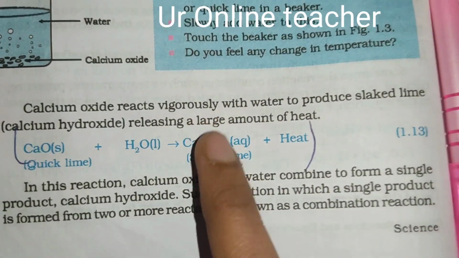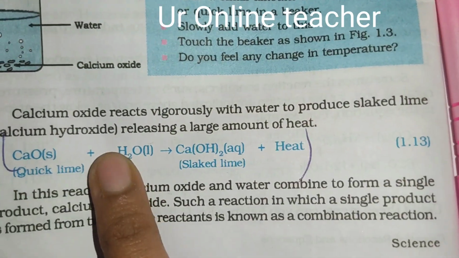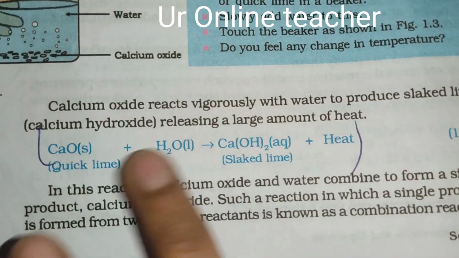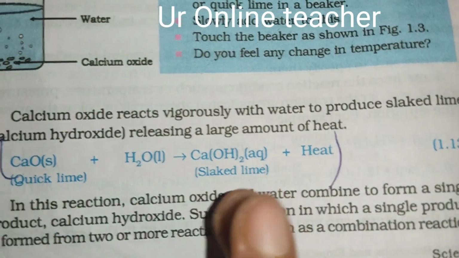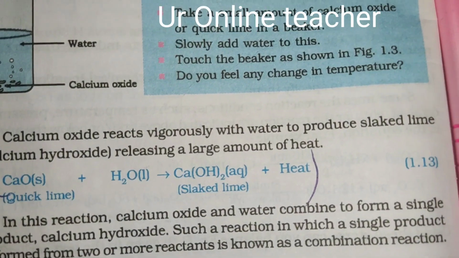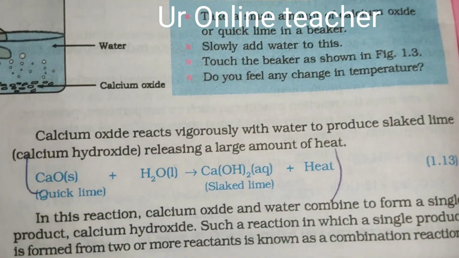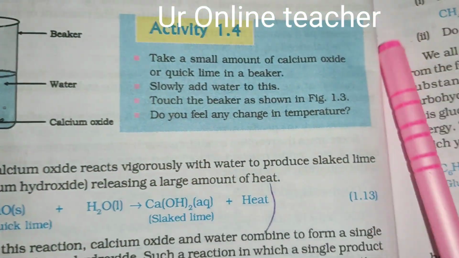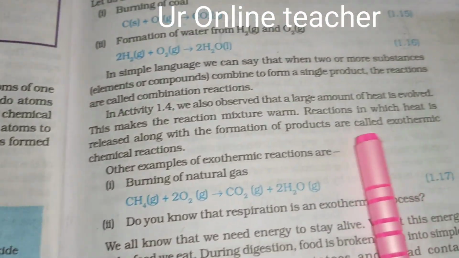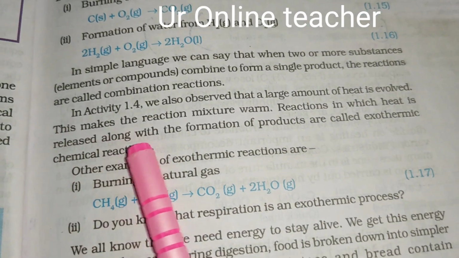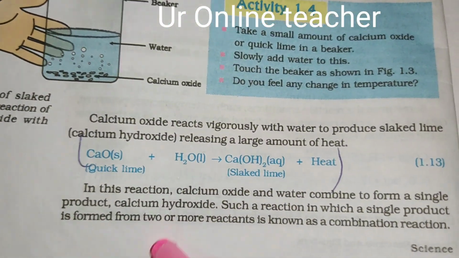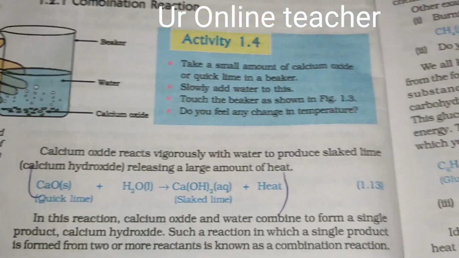In this reaction, calcium oxide and water combine to form a single product, calcium hydroxide. Two or more reactants combining to form a single product is called a combination reaction. Here more heat is released. If heat is released, it is called an exothermic reaction. The reactions in which heat is released along with the formation of products are called exothermic chemical reactions. So it is a combination reaction and also an exothermic reaction.